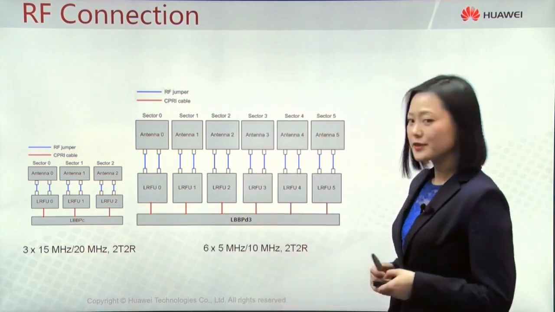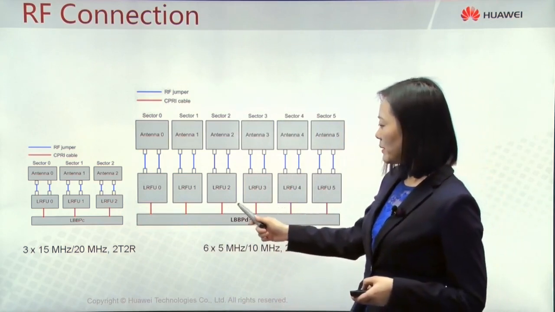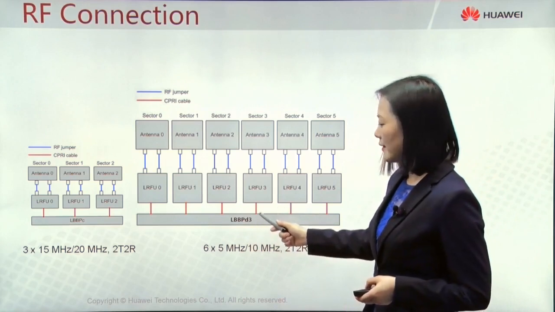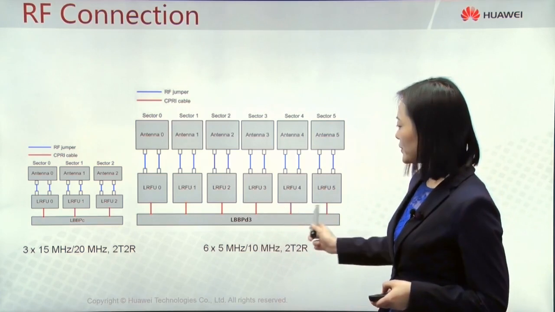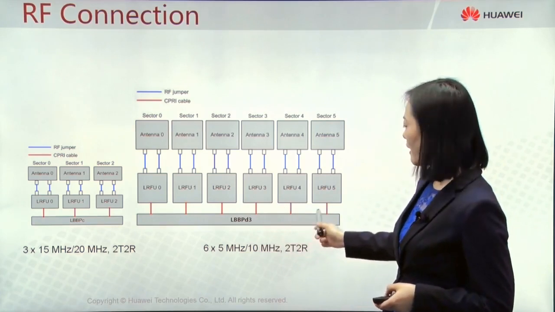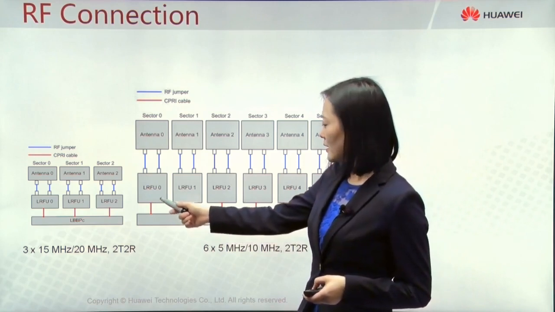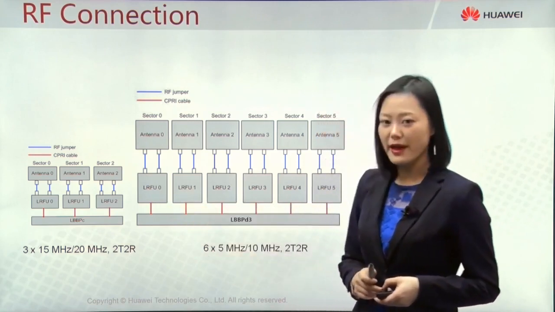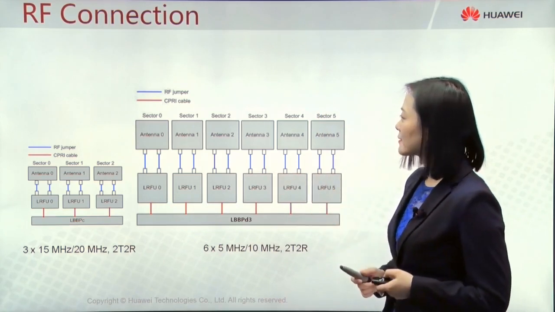For the 6 cells configuration, here we need to replace the LBBPC with LBBP-D3. This board, one board can configure 6 cells. So here come out 6 CPRI cable connectors with each LRFU respectively. And for the antenna part, the same.